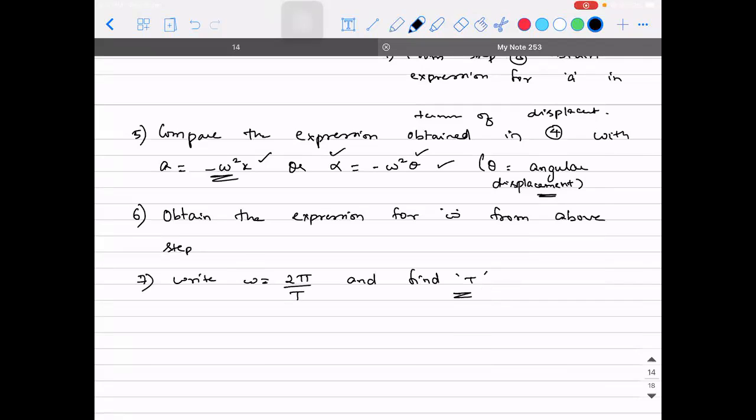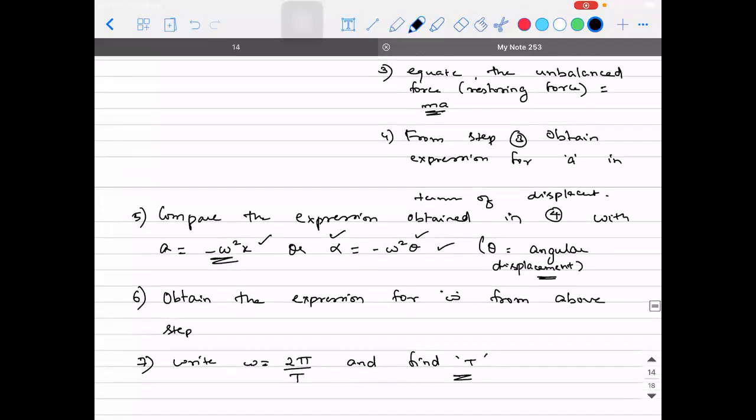For example, if there is a problem based on fluid dynamics and it is in simple harmonic motion, if you follow these 7 steps, you will get the answer. If it is from gravitation, and you need to calculate time period, follow the 7 steps, you will get the answer. This you will not find in the book. Please make a note.